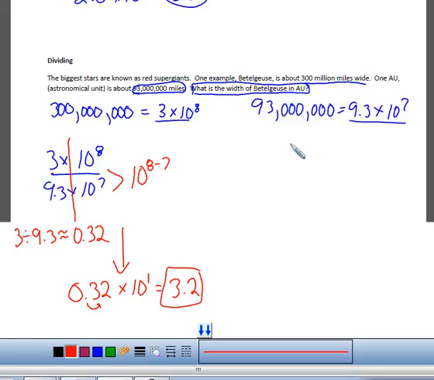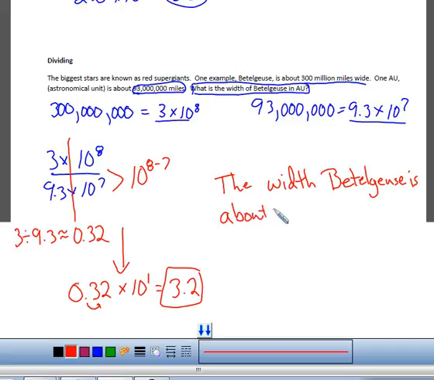I'm going to put it in a complete sentence so I have a final answer. The width of Betelgeuse, kind of a funny name, is about, I'm using about because remember my answer is a rounded answer, 3.2 AU, which is astronomical units.